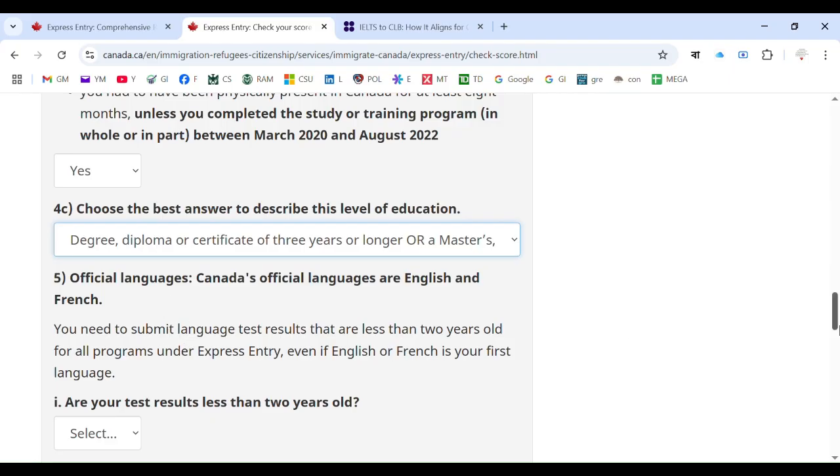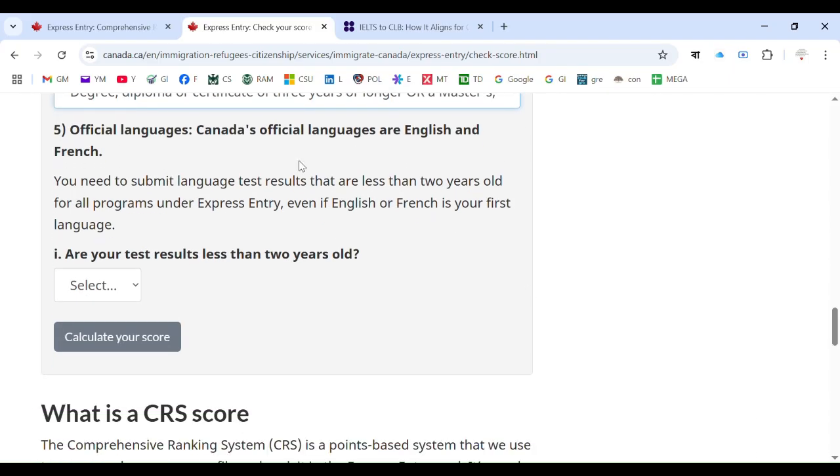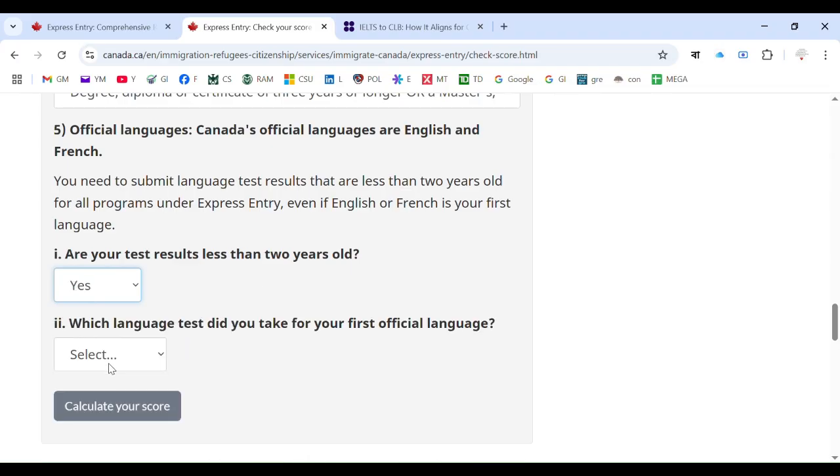Okay, then official languages. Canadian official languages are English and French. So you have to have a test in English or French. No other test is eligible. So is your test less than 2 years old? Yes, of course, otherwise it's not eligible for scoring.